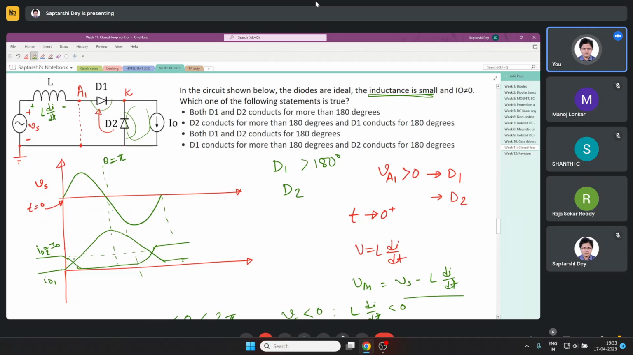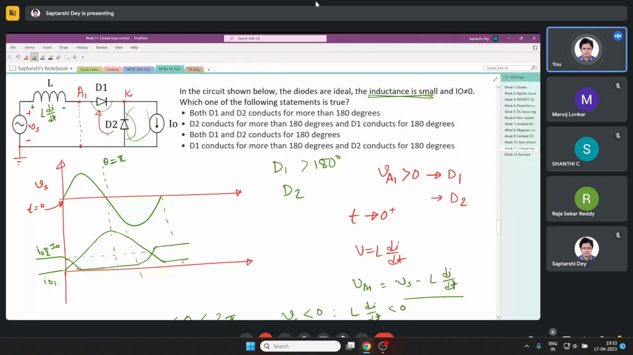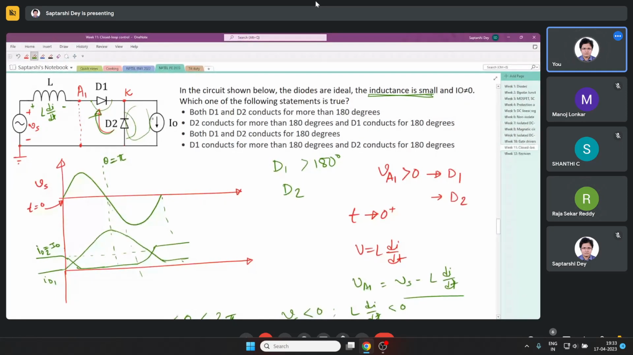Then when the voltage is positive, the current starts increasing. And what is happening is there is a commutation between D2 and D1. D2 was carrying the full I naught, so that commutes to this. Because around this zone, D1 must be conducting alone. Both of them cannot conduct because Vs is positive. We need the L value here to comment on this.